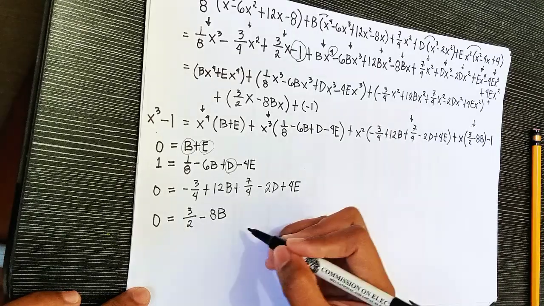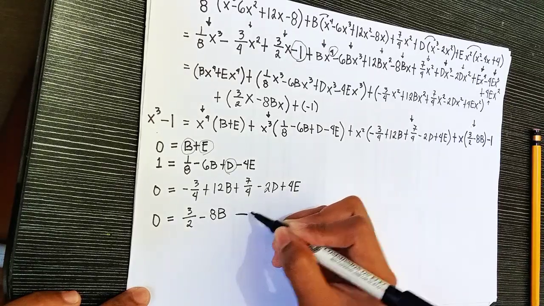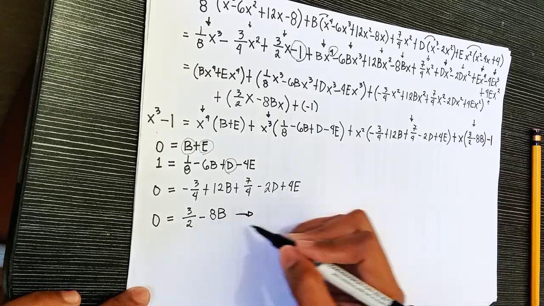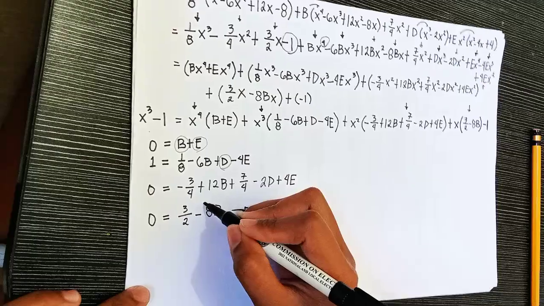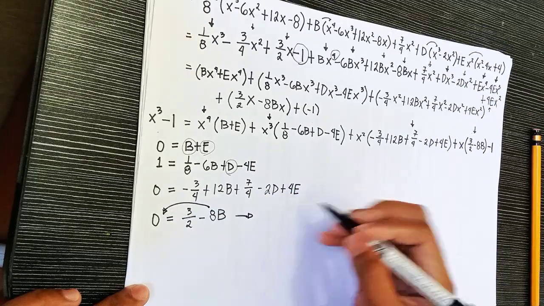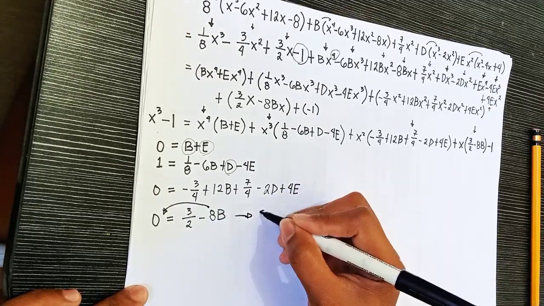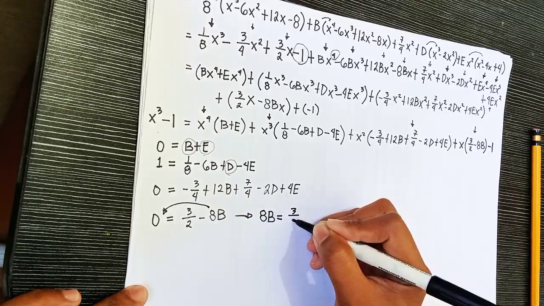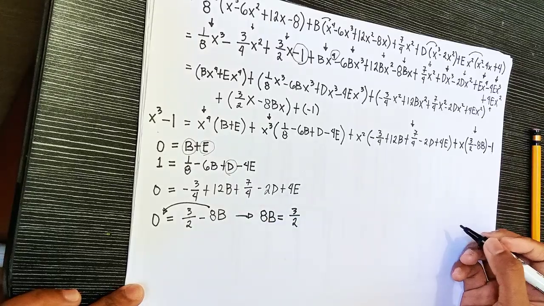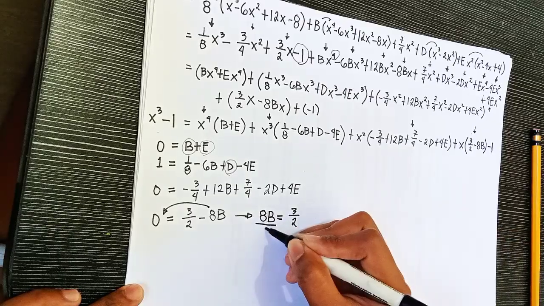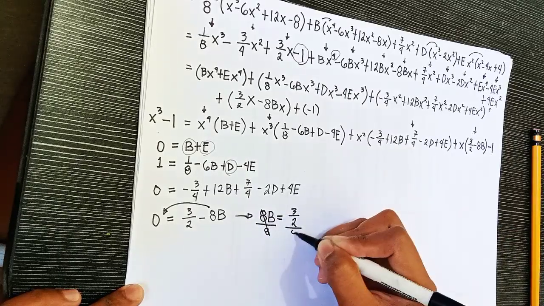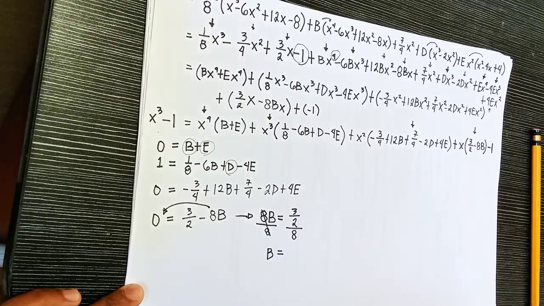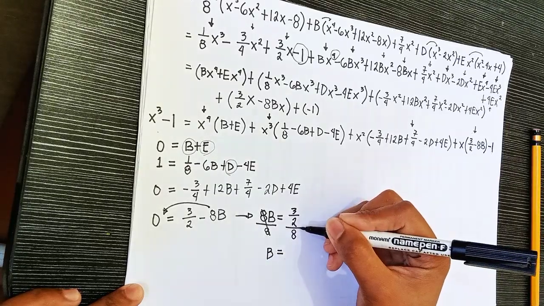So, if you notice here in the last equation, we can solve B by transposing negative 8 to the other side. Since it is negative, it becomes 8B equals 3 halves. Now, to solve for B, we will divide both sides by 8. So, that will cancel. B now is equal to the quotient.